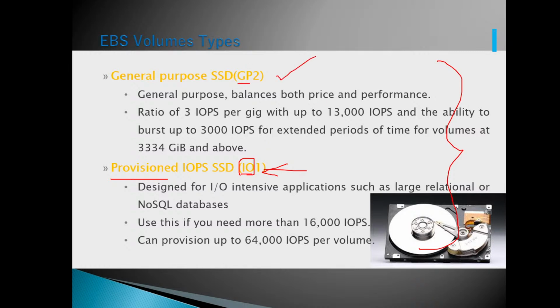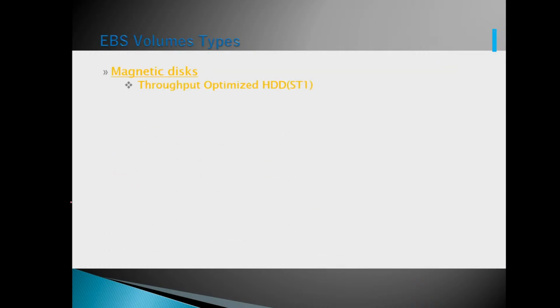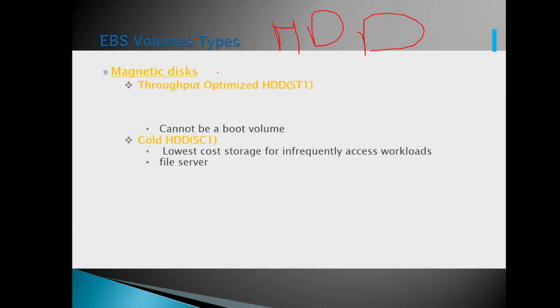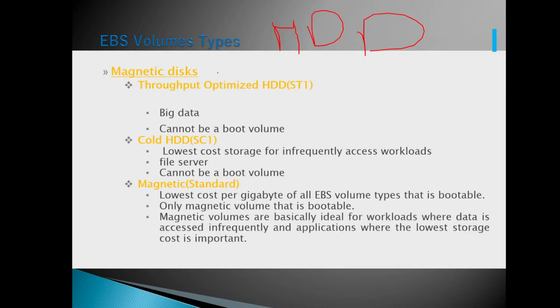So both of them give you a good throughput and a decent IOPS. Now next is HDD, hard disk drive. They are magnetic disks. They come in three flavors. They are the old generation disks.